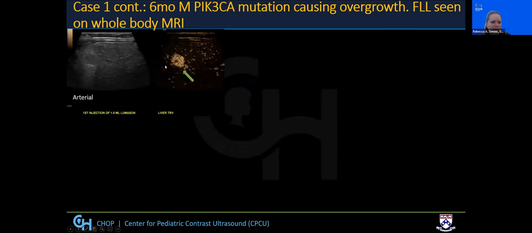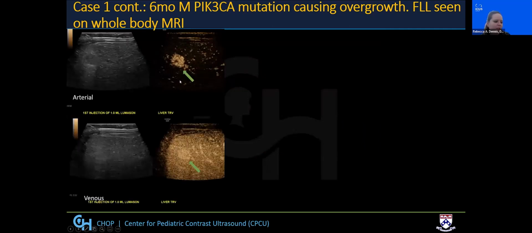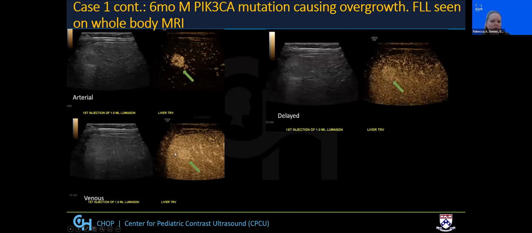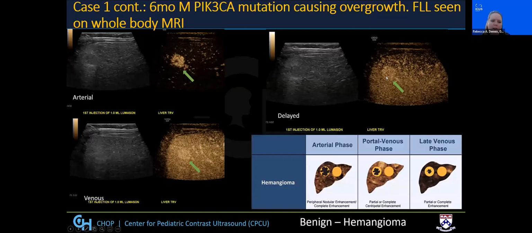So on arterial phase, as we saw, there is hyperenhancement. On venous phase, it's still hyperenhancing to the background parenchyma at the same level. And on delayed phase, it's still hyperenhancing to the background parenchyma. So we go back to refer to our chart, and as we can see, hyperenhancement in arterial, portal venous, and late phase is compatible with a hemangioma. So this is a benign lesion.